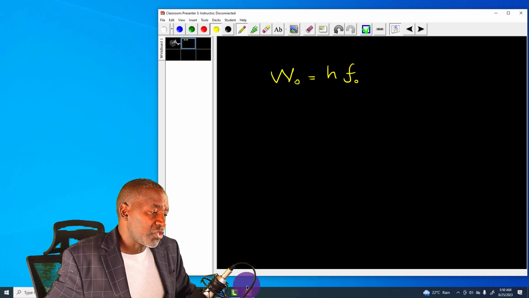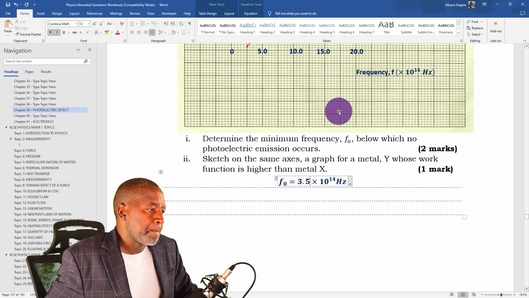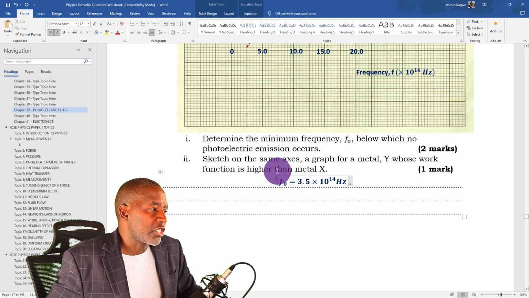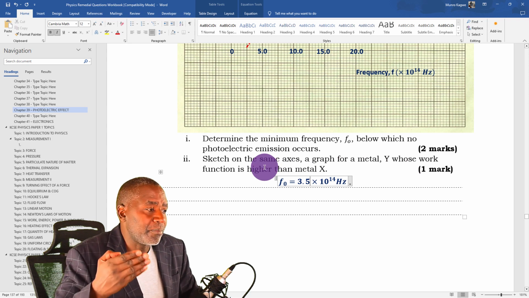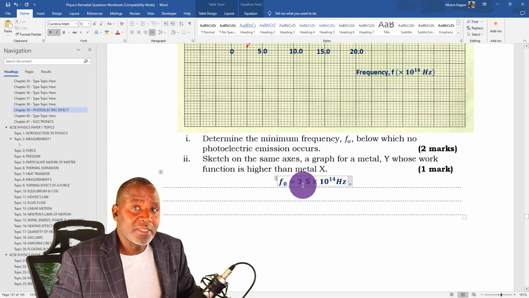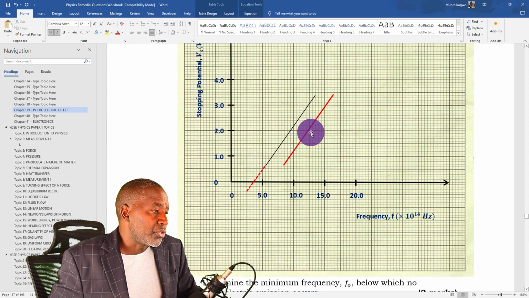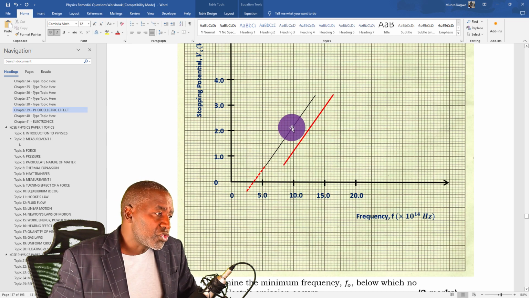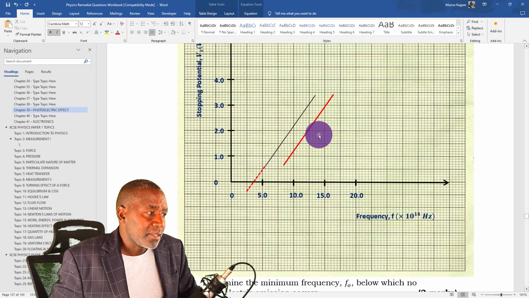So in order to get this sketch for metal Y whose work function is higher than for metal X, you just need to know that its threshold frequency must be higher than this value. So you know that it must be on this side here. And then the graph must have the same gradient as this one here. So you're going to draw a line which is parallel to this, but on this side. That is the first condition.